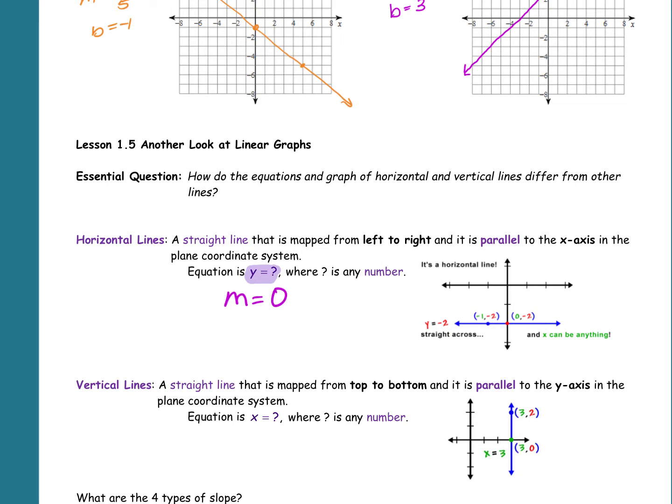Because slope is the steepness of a line, right? And if my line is horizontal, does it have any steepness to it? No, so the slope is 0. Okay?